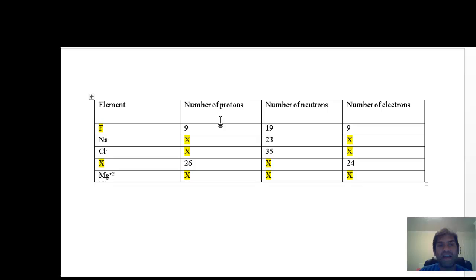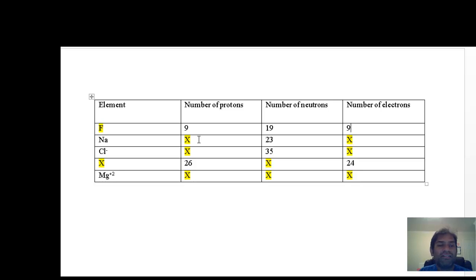Now, if this problem were to ask you, instead of element F, for F minus, the halogens being those having a -1 charge, then you would go ahead and put 10 for 10 electrons. All right, here the element is sodium.